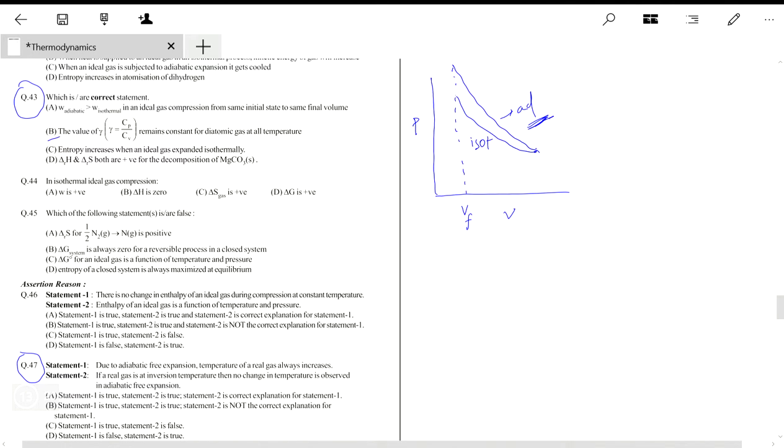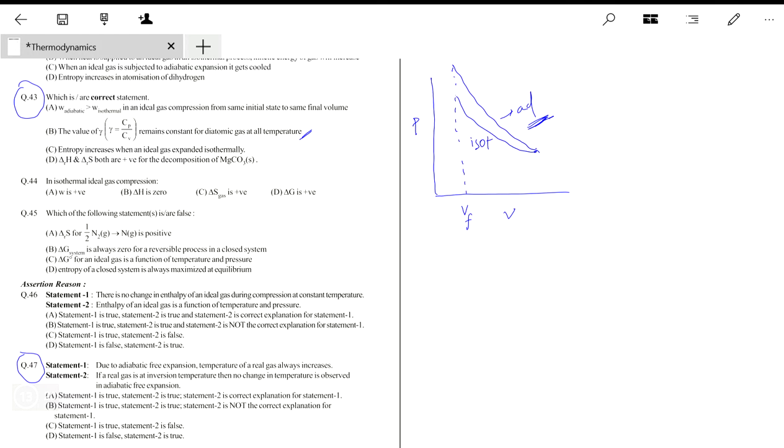The second option B says the value of gamma remains constant, and this is not true. This is not true because at higher temperatures, vibrational modes of freedom become active, and the value of gamma will change accordingly.